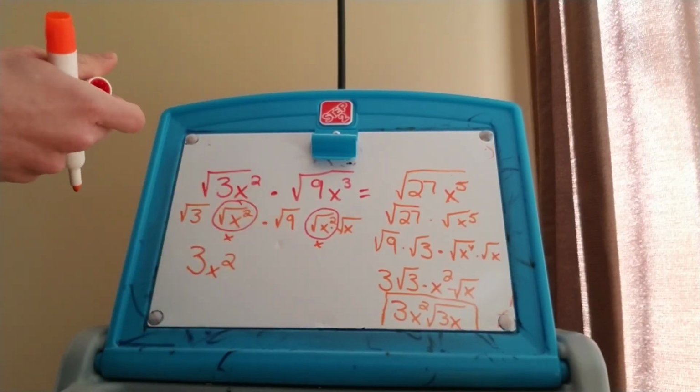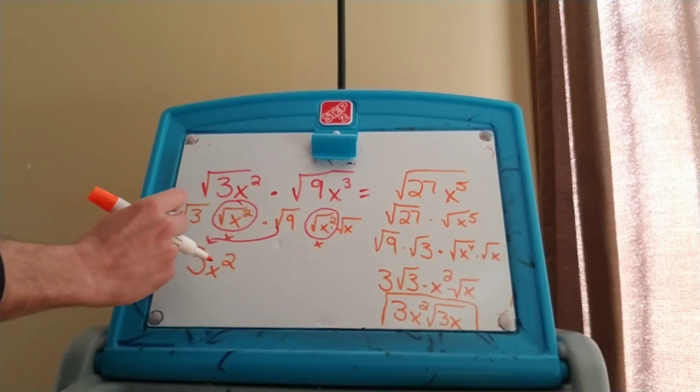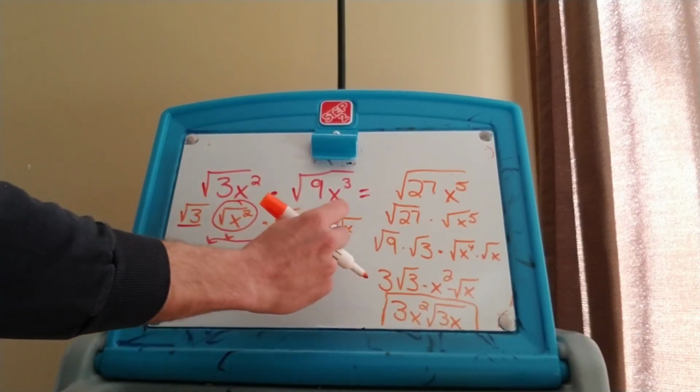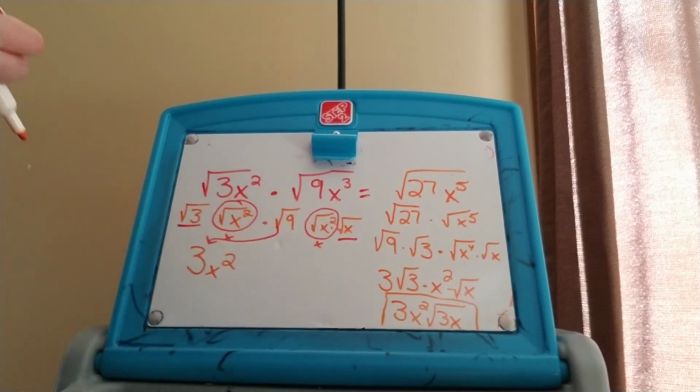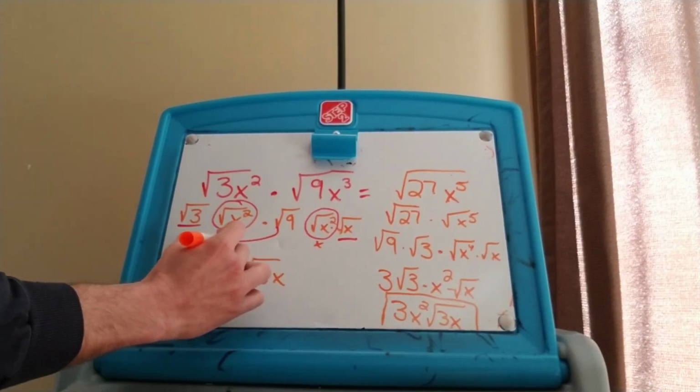All right, so now we put those together. This has come here. What's still left? I still have the square root of 3. I still have the square root of x. So if you're just being careful with your work and paying attention, you'll see and get to the same answer. So you can do the problem that way as well.